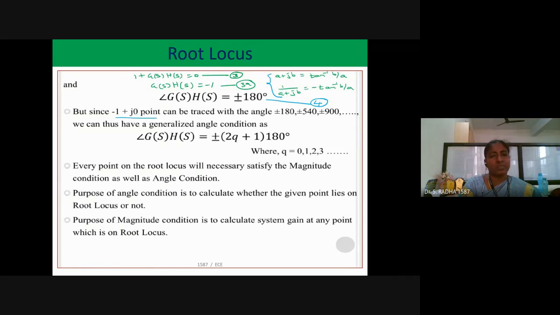The point minus 1 plus j0 can be traced with an angle of plus or minus 180, plus or minus 540, plus or minus 900, like that. So all these are odd multiples of 180. This is 3 into 180, 540. This is 5 into 180, 900, like that. So what we write is 2q plus 1. This is an odd multiple; 2q means an even multiple. 2q plus 1 is nothing but an odd multiple of 180 degrees. It's nothing but the angle criteria.